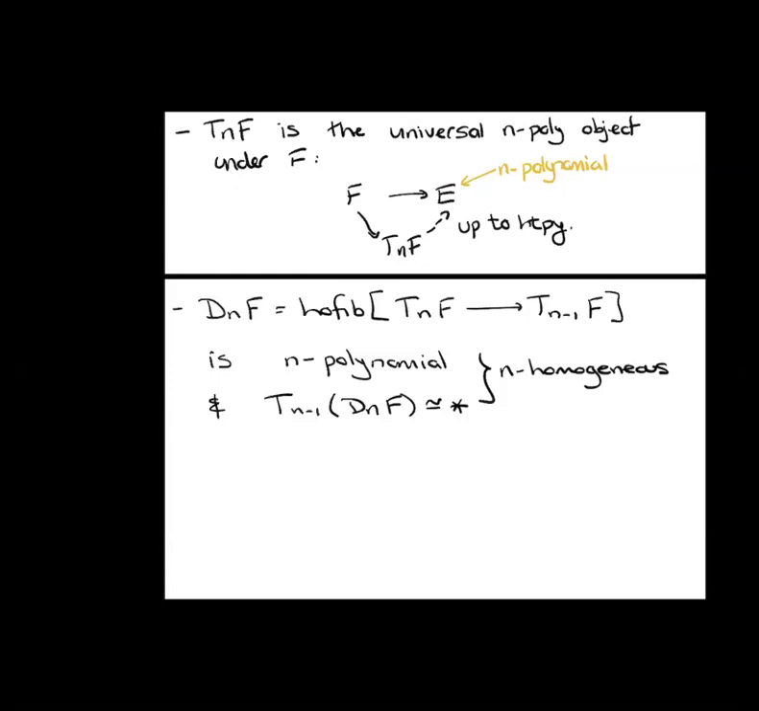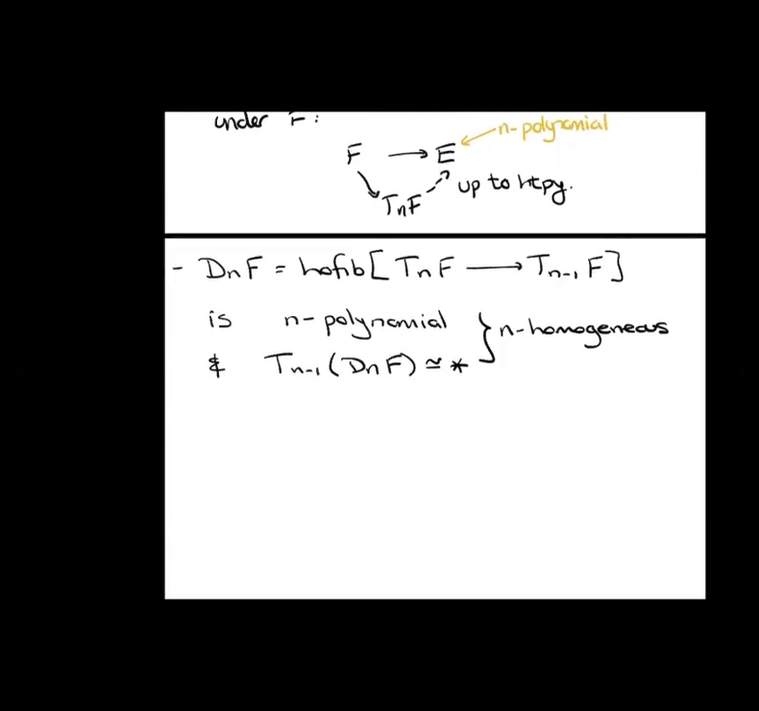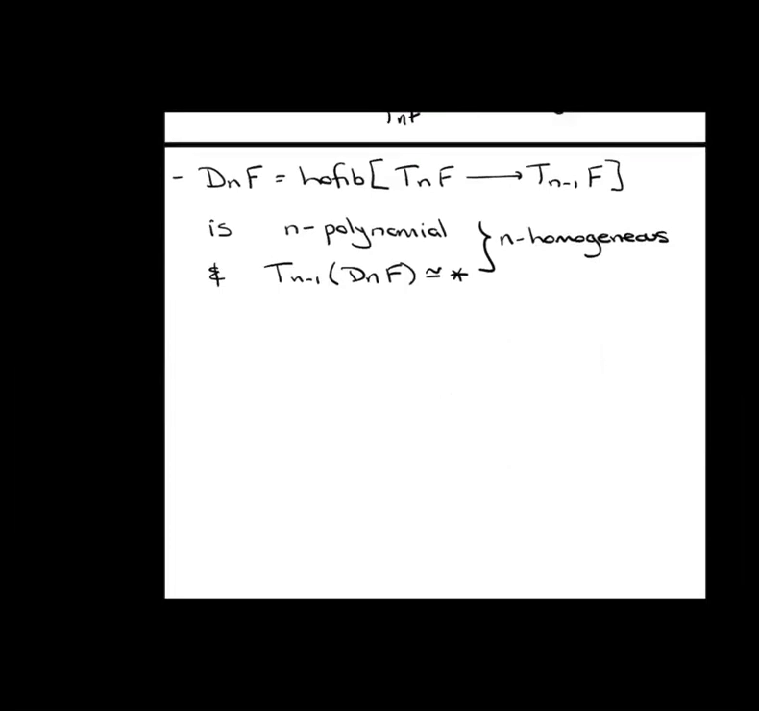So our model category considerations boil down to finding some kind of model structure that tells us about the nth approximations and finding one that tells us about the n homogeneous functors. So let's see how we can build these. Let's start off with the projective model structure, everyone's favorite model structure on the category of functors.